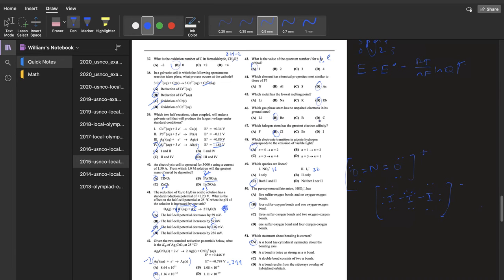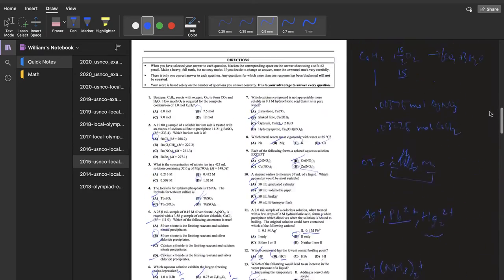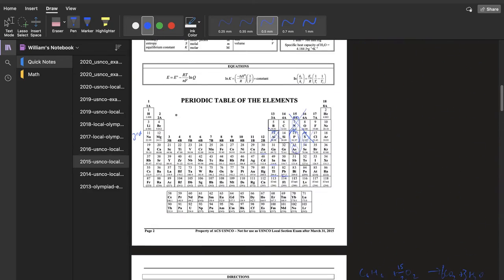46, which gas phase atom has no unpaired electrons in its ground state? I'll just show why it's beryllium, since that's probably all that's necessary to explain. So beryllium has this electron configuration in its ground state. There's only one s orbital, and one s orbital holds 2 electrons, so they're paired. No electron is alone.